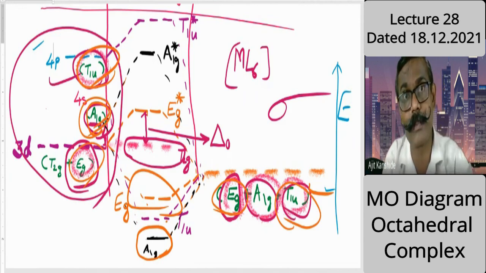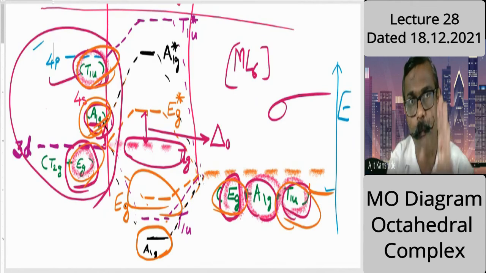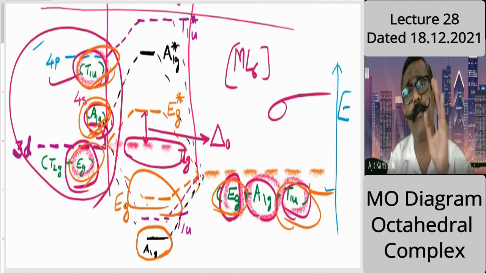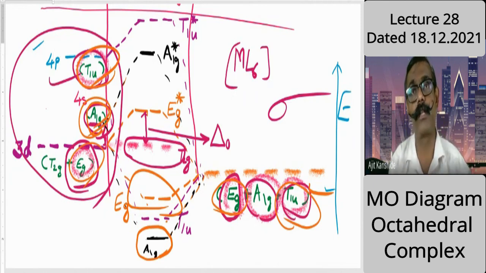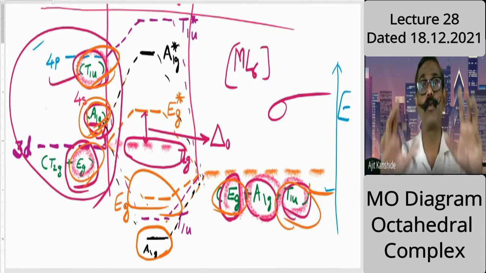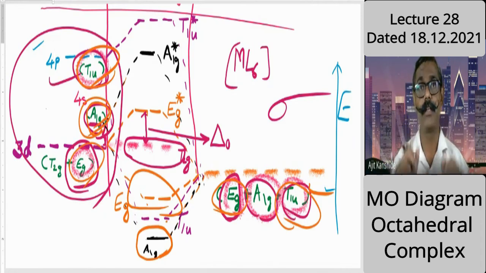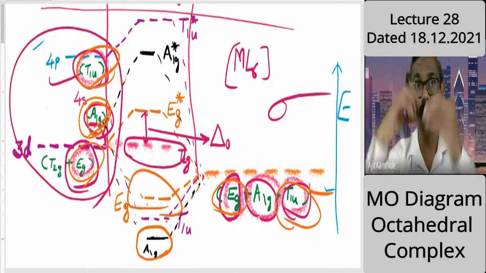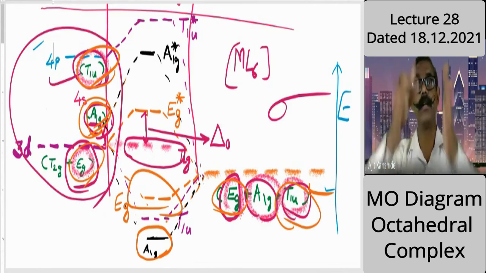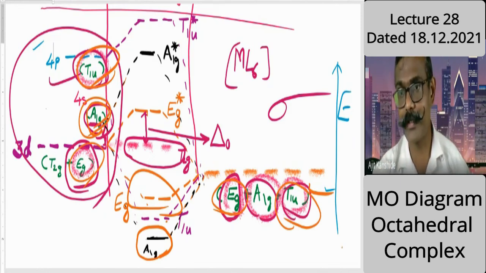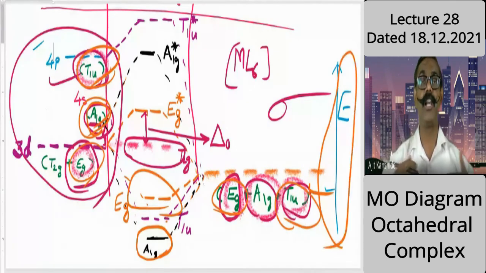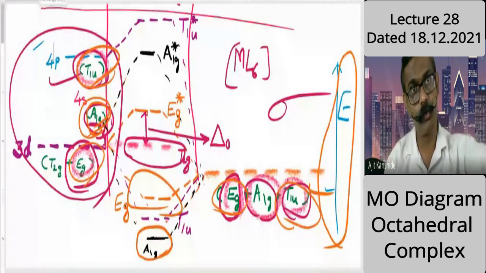To come to this diagram, we started with the metal ion orbitals, the suitable metal ion orbitals for sigma bonding. Then we came to the suitability of the ligand orbitals. Then we came to their energy levels, their symmetry, and their extent of overlap, and we established the MO diagram. An important point is the energy level: energy increases from bottom to top.